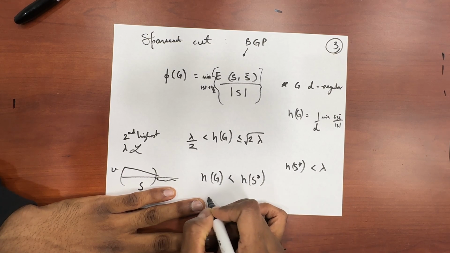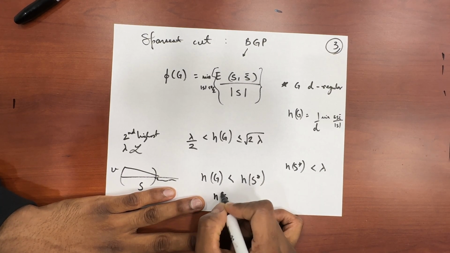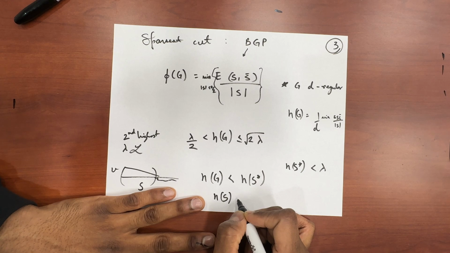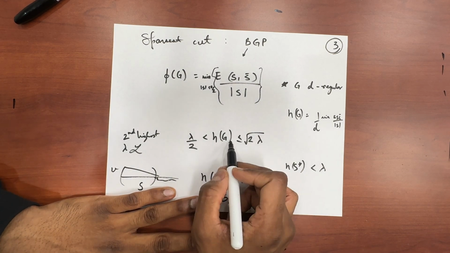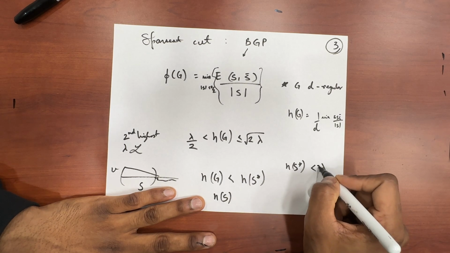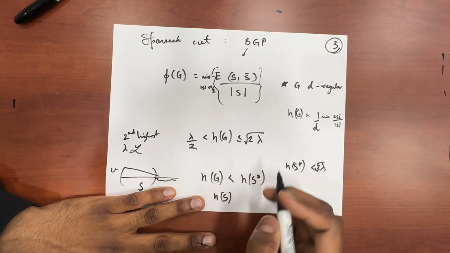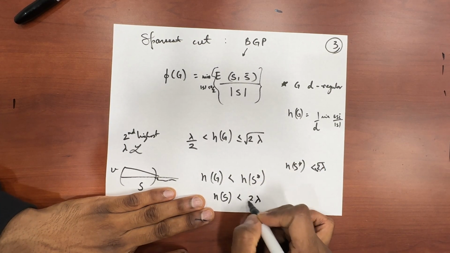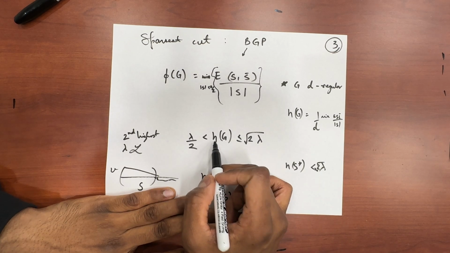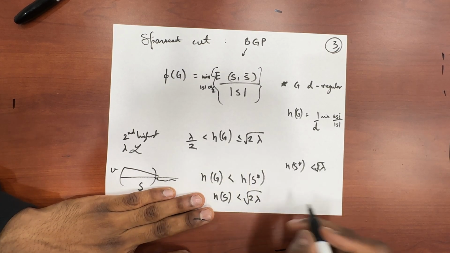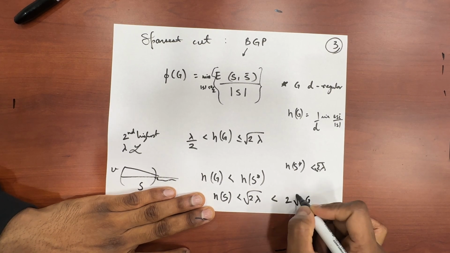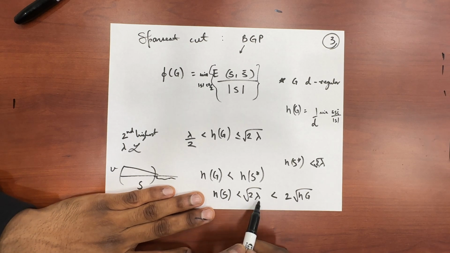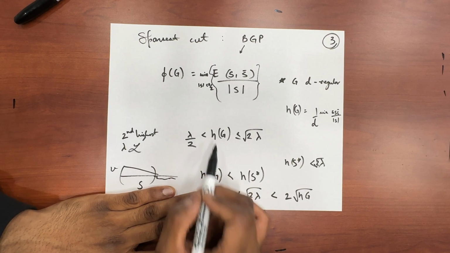So what I conclude is that h of S is less than root 2 lambda, basically. That's this side of the inequality. So h of S is less than root 2 lambda, and lambda is less than 2 h of g. So this entire thing is less than 2 times root of h of g, right? All I'm doing is putting lambda as 2 h of g here.